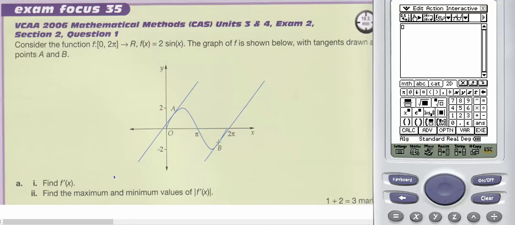and it's drawn for us there. It has a period of 2 pi, a maximum of 2, a minimum of -2. The graph is shown and two tangents are drawn at point A and point B. Find the derivative, which should be 2 cos of x, and find the maximum and minimum values of the modulus.